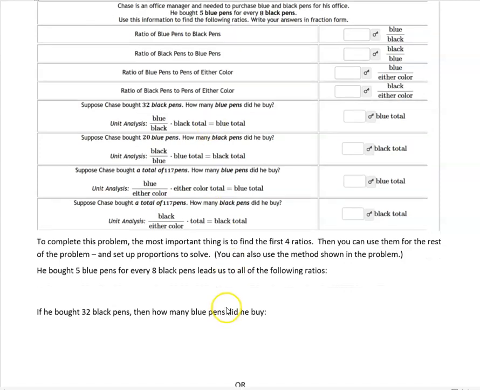But first I'm going to show you what you can set up just knowing that there's 5 blue pens for every 8 black pens. There are 4 ratios you could get from that. We could say blue to black is 5 to 8, or black to blue is 8 to 5, or blue to total is 5 to 13. If you add 5 and 8, you get 13. Or black to total is 8 to 13, meaning every 13 pens he buys, 5 are blue and 8 are black. So those are the 4 ratios we could set up to use on the rest of these.